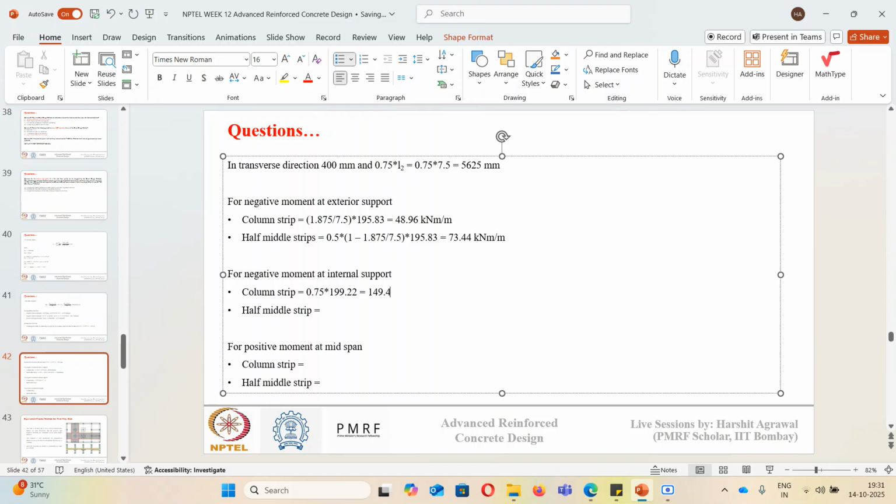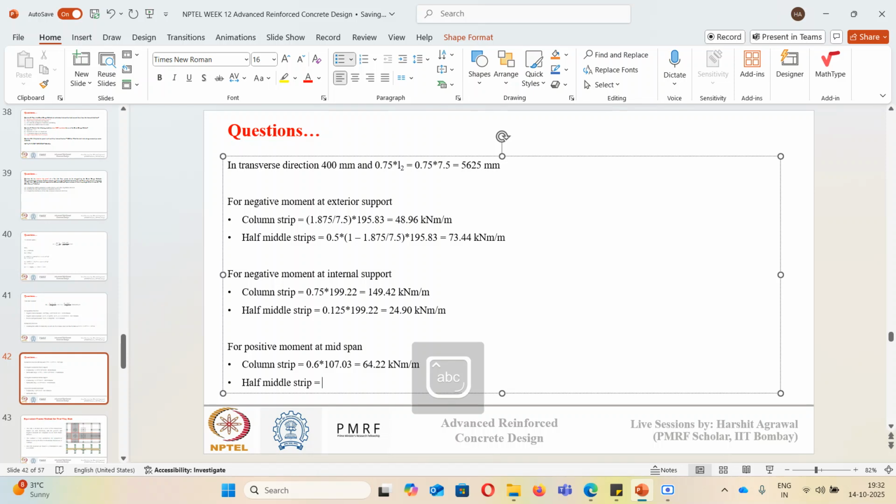So that will be 149.42 kilonewton meter per meter. And for the half strip, it will be 12.5% of 199.22, so it will be 24.90 kilonewton meter per meter, which will go in the half strip. And for the middle moment, it is 0.6 times the middle moment in the longitudinal direction. So it's 107.06, 64.22 kilonewton meter per meter.